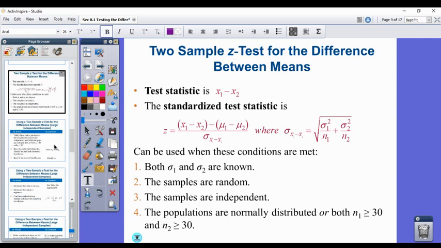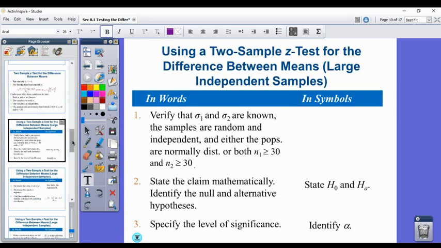All right, so let's run through all the steps. You need to make sure that your population standard deviations are known, and make sure that your samples are random, independent, and normally distributed, or your sample size has to be greater than or equal to 30.